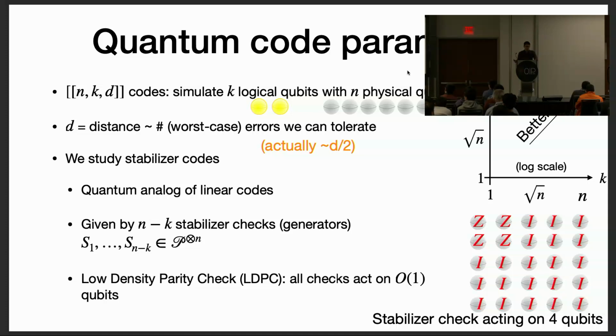Throughout, I'll use the term low-density parity check, which you're probably familiar with. This means that all the stabilizer checks of the code act on a constant number of qubits, constant independent of n. Okay. So these are the figures of merit we use to evaluate a quantum code.